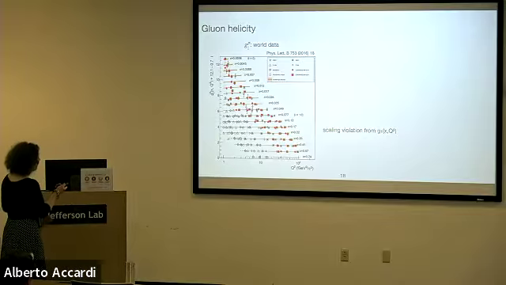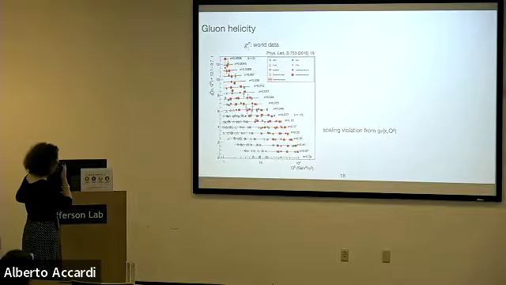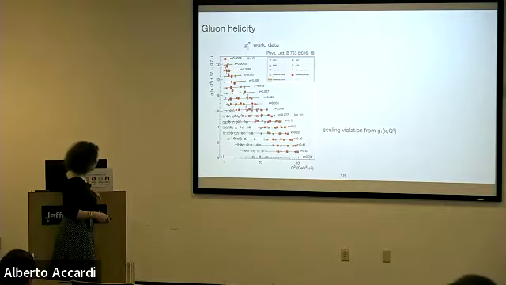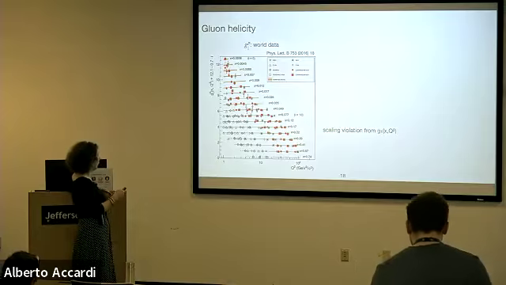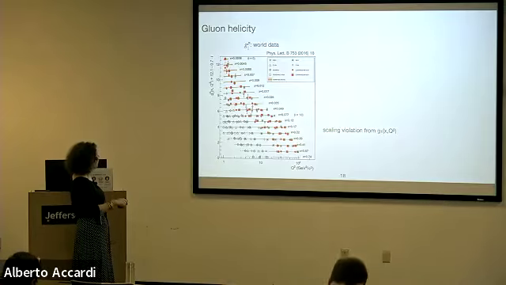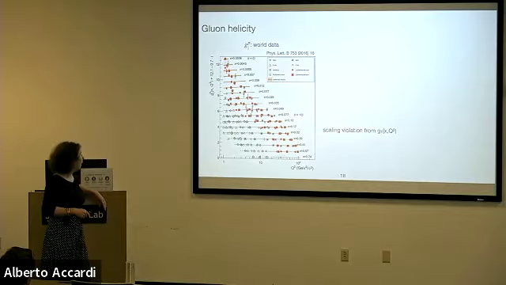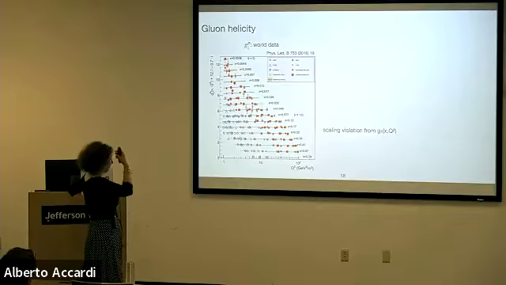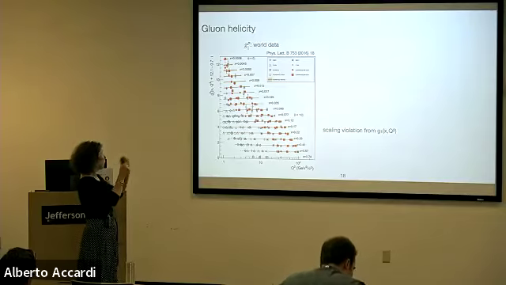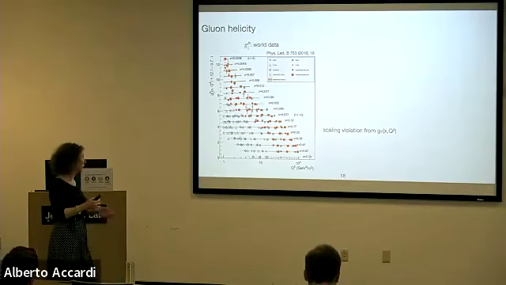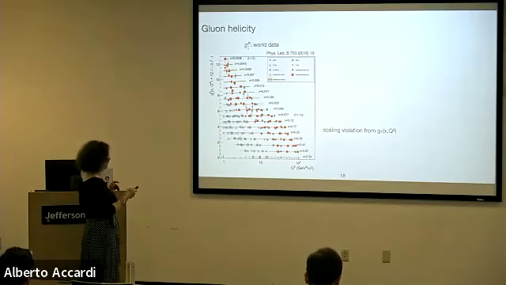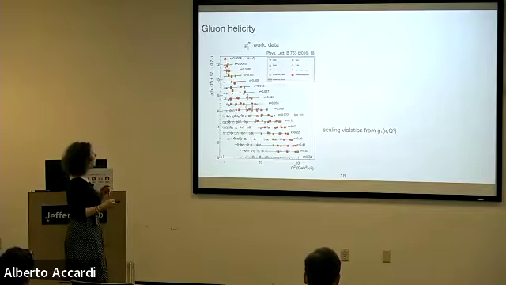Okay, so I showed this plot already. We have here the G1 structure function as a function of Q square for different ranges in X. But you see that it's not flat in Q square. If you just had point-like interactions with point-like quarks, it would be flat in Q square, but here you see it's not. So we have scaling violation.